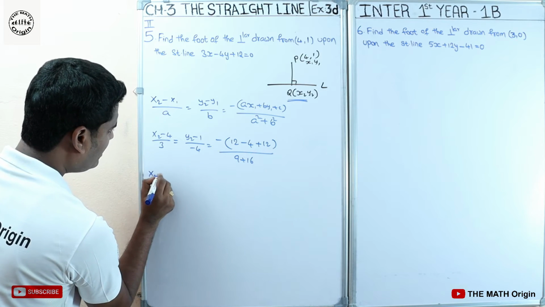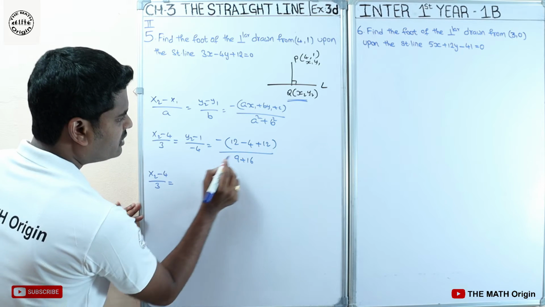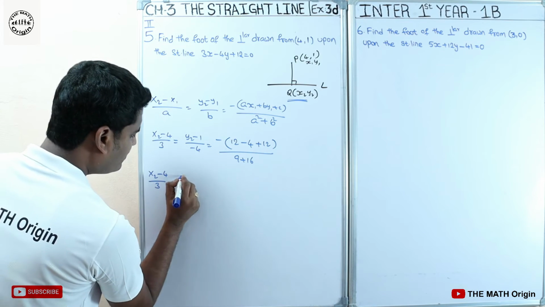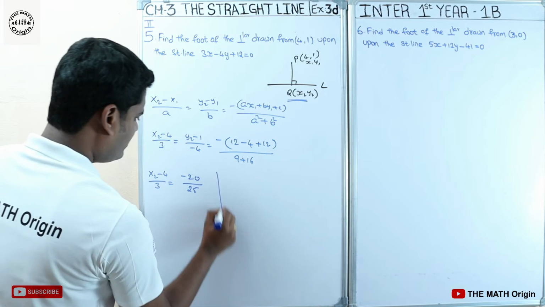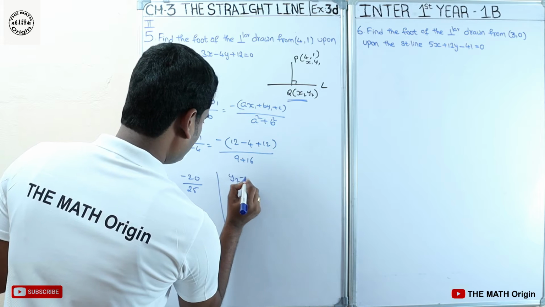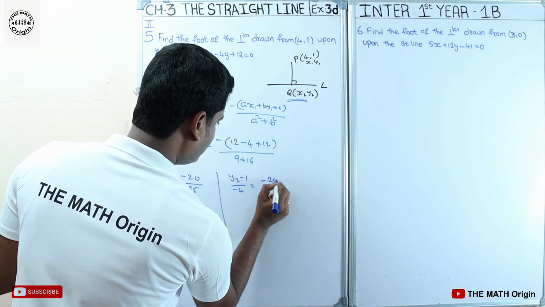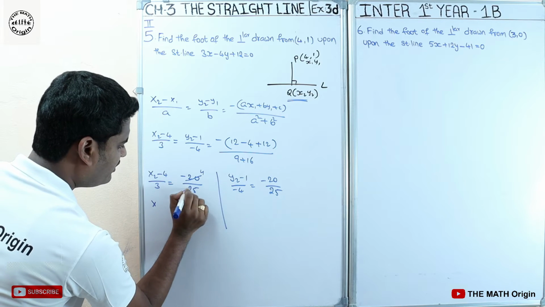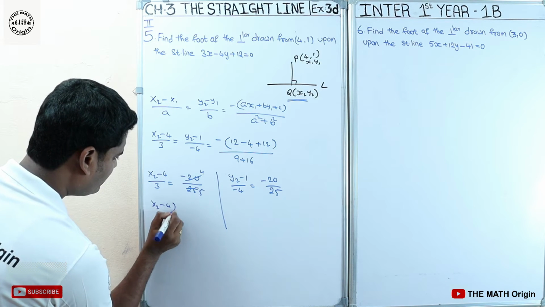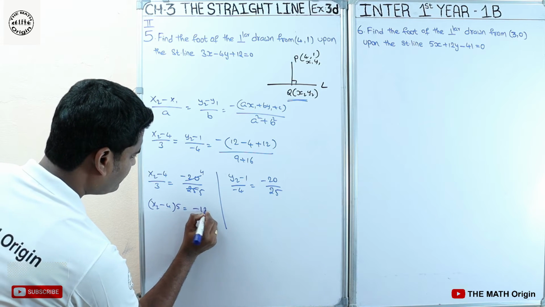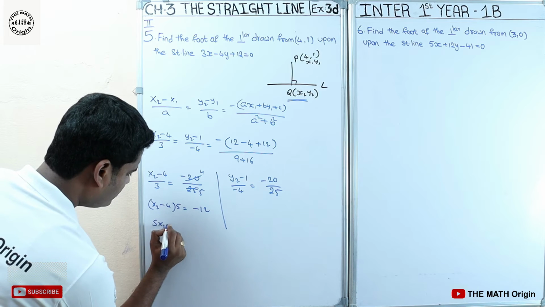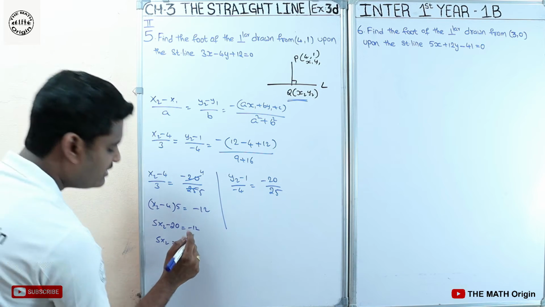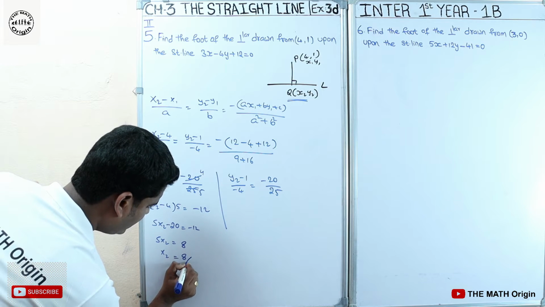Now it is (x2 minus 4) by 3 is equal to minus (12 minus 4 plus 12, which is 20) by 25, so minus 20 by 25. And (y2 minus 1) by -4 is also equal to minus 20 by 25. You can see x2 and y2 cancel similarly, 5 fours are 20, 5 fives are 25. So (x2 minus 4) into 5 is equal to -4 into 3, which is -12. So 5x2 minus 20 is equal to -12. 5x2 is equal to 20 minus 12, which is 8. So x2 is equal to 8 by 5.